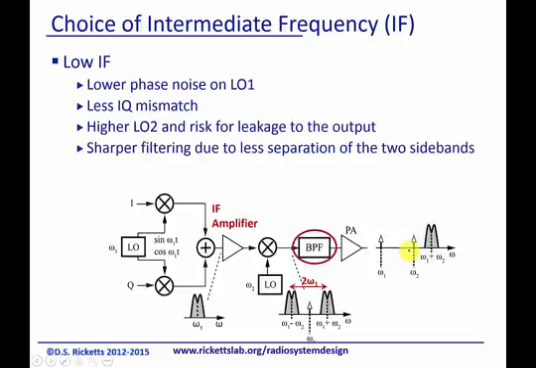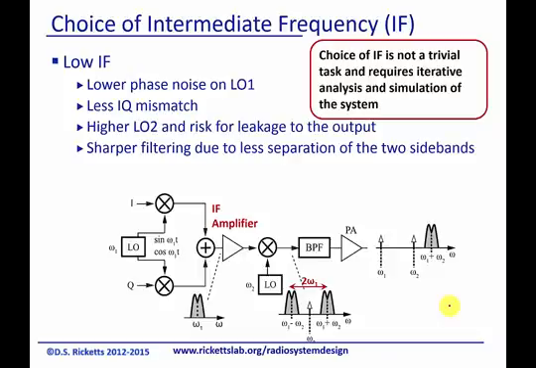The other problem is that, remember, I need this filter to keep the one sideband I want. The closer it gets to Omega 2, the closer the lower sideband also gets to Omega 2, and the sharper the filter I need. So Omega 1 ideally should be much larger, as large as I can make it, to benefit both the LO leakage and the bandpass filter.